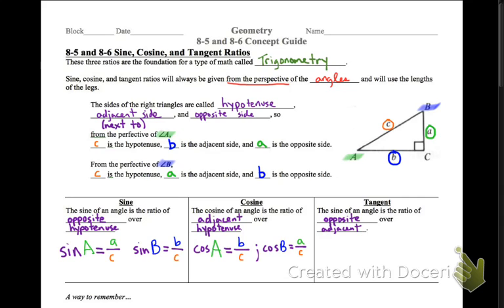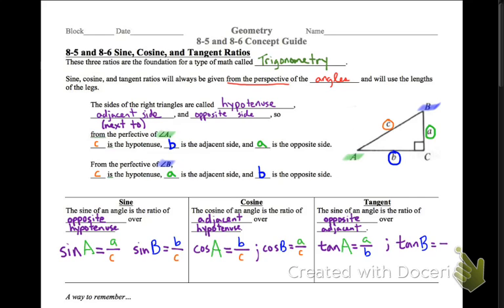The ratio for tangent is opposite over adjacent. So the tangent of angle A, what is opposite angle A? Side a. What is adjacent to angle A? Side b. So the tangent of angle A is opposite over adjacent, side A over side B.